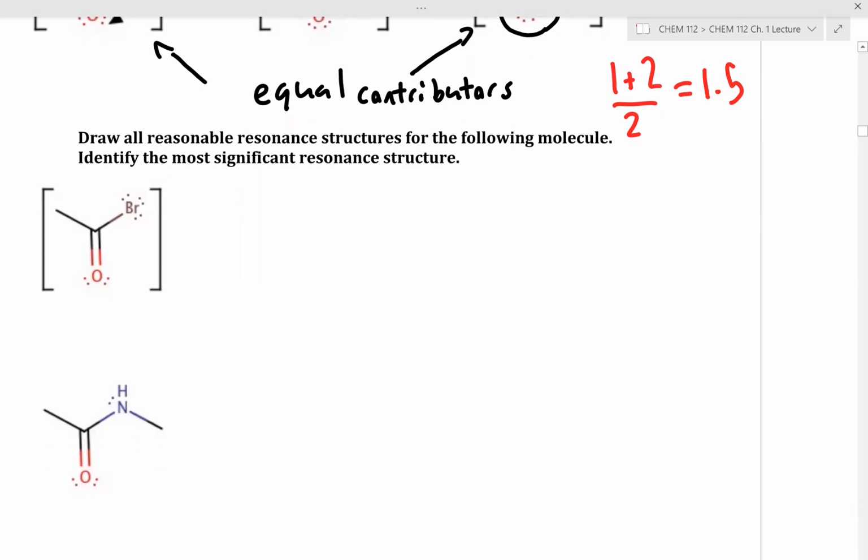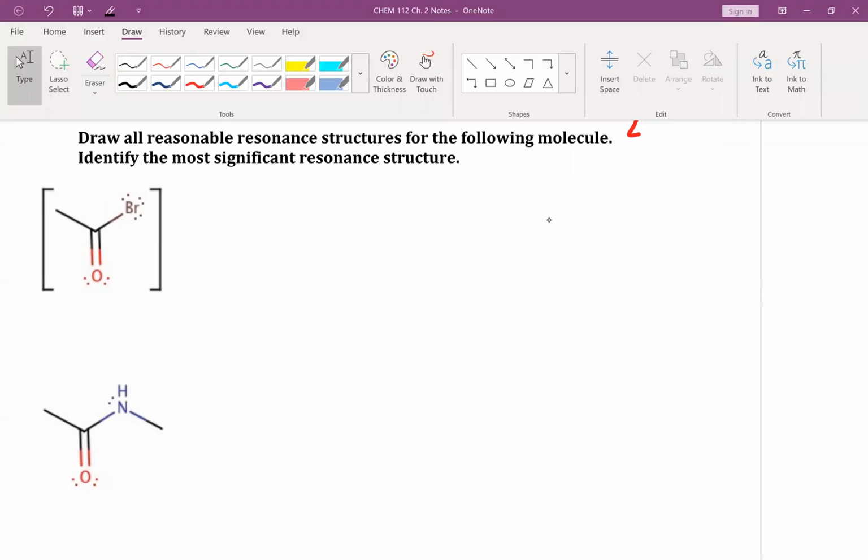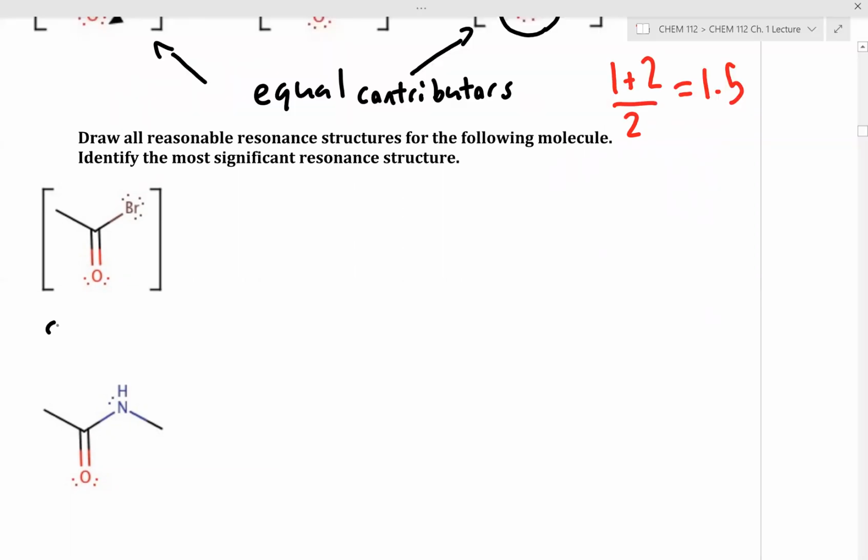So what I want us to consider now is we're going to look at two different ketone derivatives, the first of which is an acyl bromide. And what I want us to think about is, why are acyl bromides so reactive at this carbon? Why is this carbon relatively reactive? And what we're going to do is draw out some resonance structures, and we're going to see how our charges are distributed.